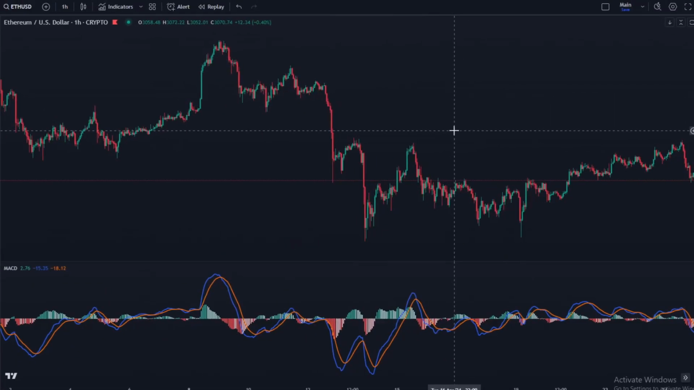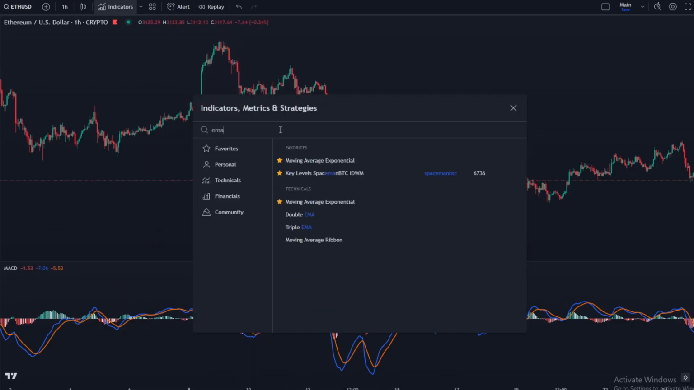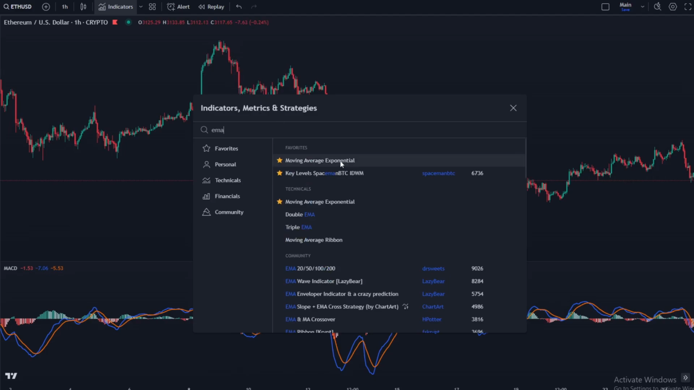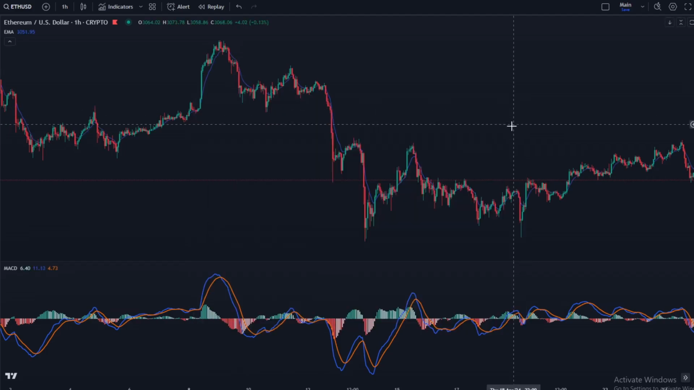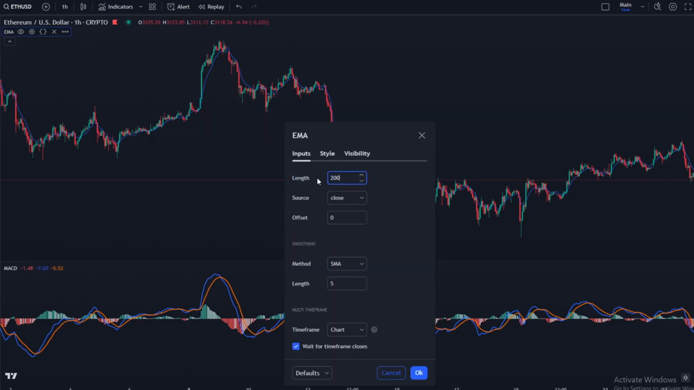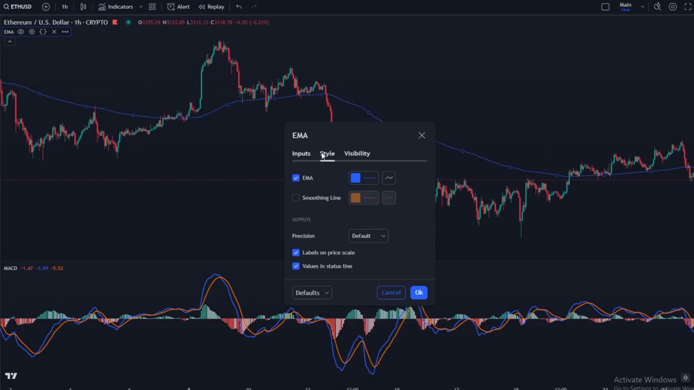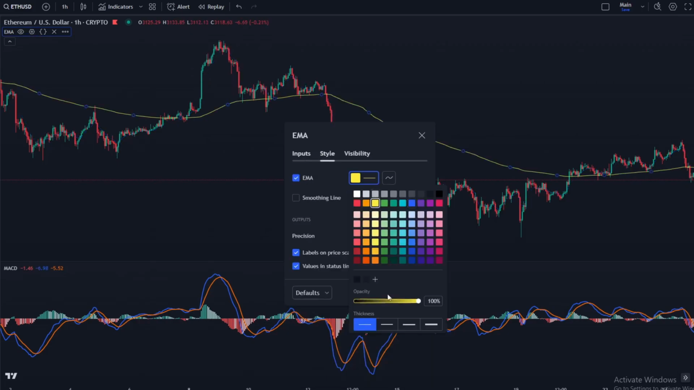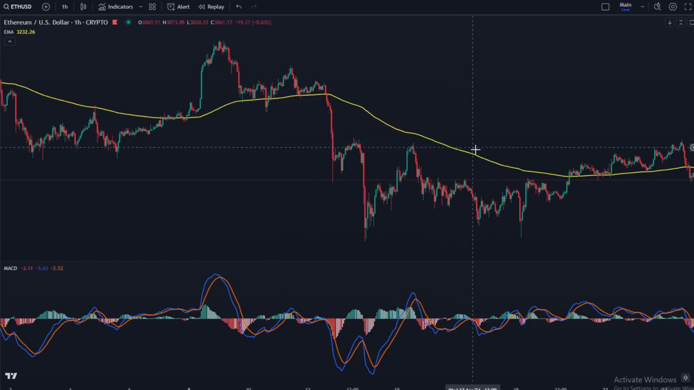To do this, simply go to the Indicators tab, type EMA, and click on the first one that says Moving Average Exponential, and it will be added to your chart by clicking it once. After that, you go to the top left and click on the settings of the EMA. Change the length of the EMA to 200, and after that go to the Styles tab. I like to make mine yellow and increase its thickness, but you can do whatever you want.